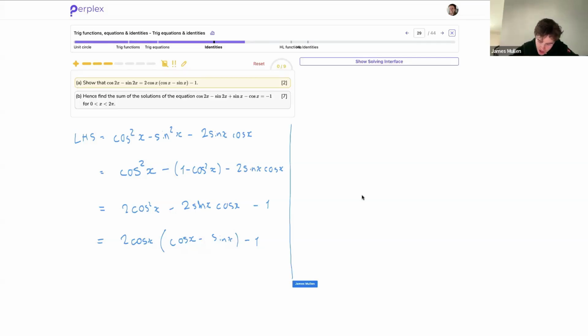And now we're trying to solve the equation cos of 2x minus sin 2x plus sin x minus cos x is equal to minus 1. If I move the sin x and the cos x to the other side, I'm trying to solve for negative 1 plus cos x minus sin x. That's a direct rearrangement of the equation. And I know now that cos of 2x minus sin of 2x is 2 cos of x times (cos x minus sin x) minus 1. So that's equal to minus 1 plus cos x minus sin x.